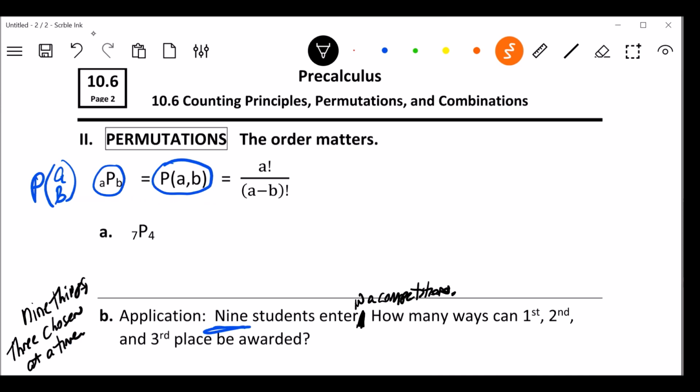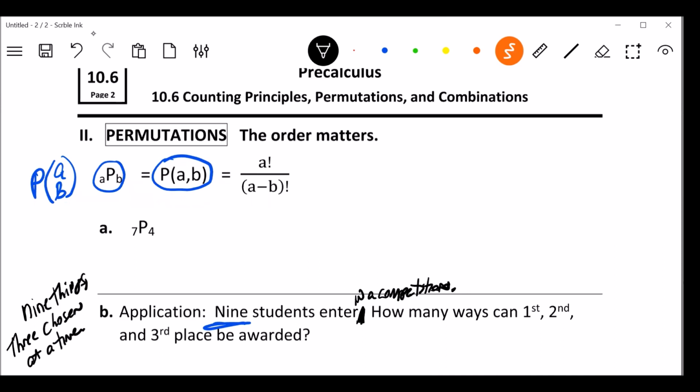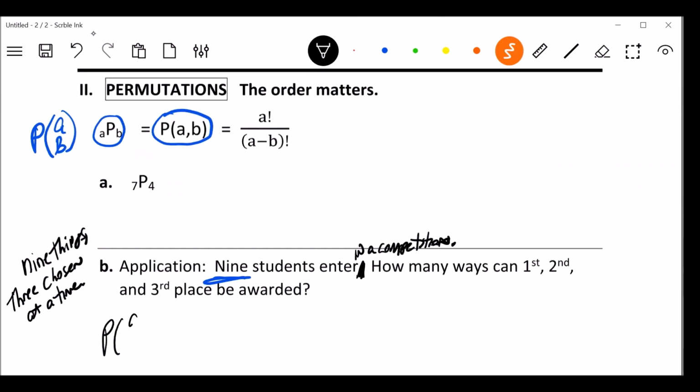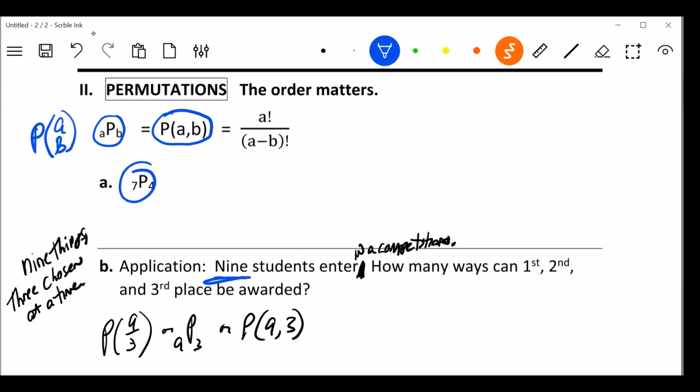Nine things, 3 chosen at a time. So that's P, oh, well, actually, then that means this one's going to be P 9, 3. Well, let's first do it with 7 and 4 here. Okay, so I can write that as 7, 4, equals P 7, 4.